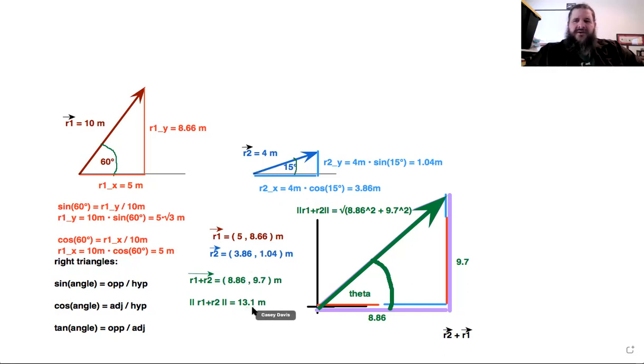So we've got the magnitude, and we can also find the direction based on, let's say we want to use the two sides we found, 9.7 and 8.86. How do those two sides relate to angle theta?